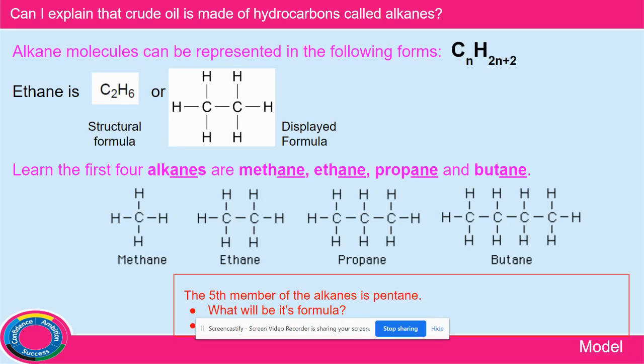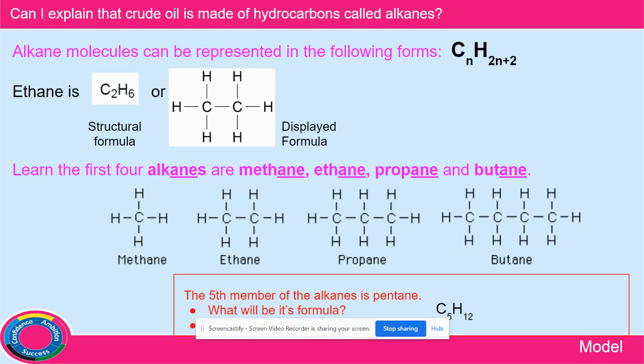There's a little question for you. The 5th member of the alkanes is pentane. What will its formula be? Draw a pentane molecule. So something like the ethane, but for pentane. It's the 5th member, so how many carbons will it have? Once you've done it, write it down and have a little check and see if you got it right.